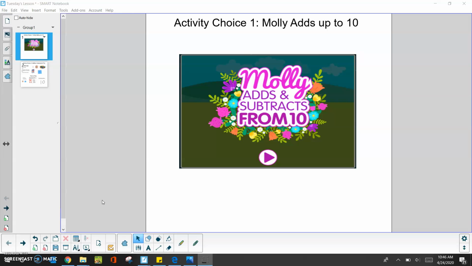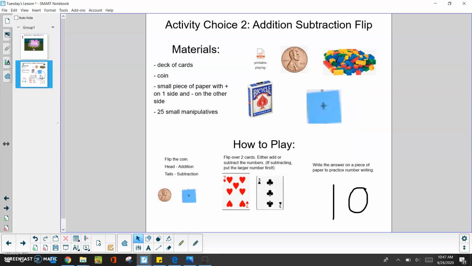Real quick, I just wanted to explain today's choices. So for today, you can practice online on ABC Ya, Molly adds and subtracts from 10. The link is on the blog and on our lesson plans. If you'd prefer a non-digital activity, I've included addition subtraction flip.